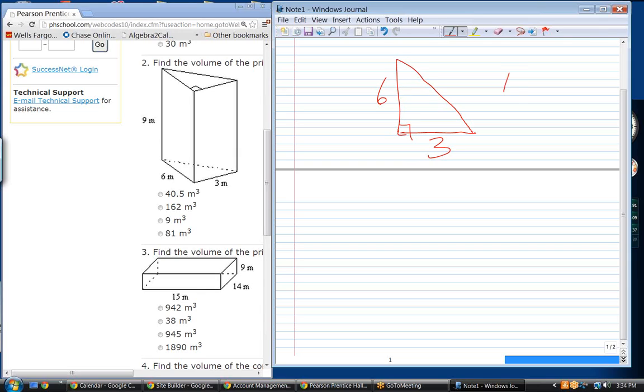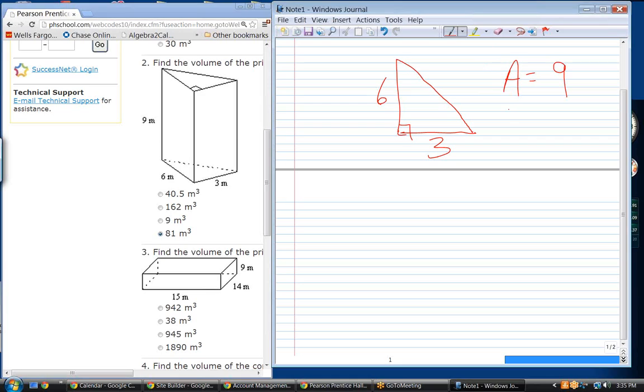What's the area of just this triangle? Base times height divided by 2. So that would be 9. Right. Okay, now to get the volume of this prism, we're going to take the area of that triangle times the height. All right. How do you get the base then? Would you just do 9 times 9?